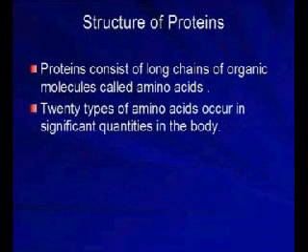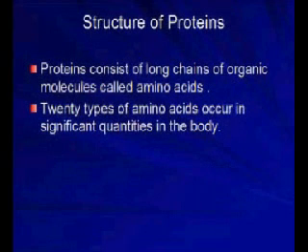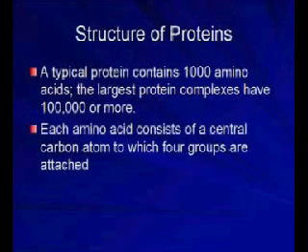The structure of proteins. Proteins consist of a long chain of organic molecules called amino acids. 20 types of amino acids occur in significant quantities in the body. A typical protein contains 1,000 amino acids. The largest protein complexes have 100,000 amino acids or more. Each amino acid consists of a central carbon atom which has 4 groups attached.